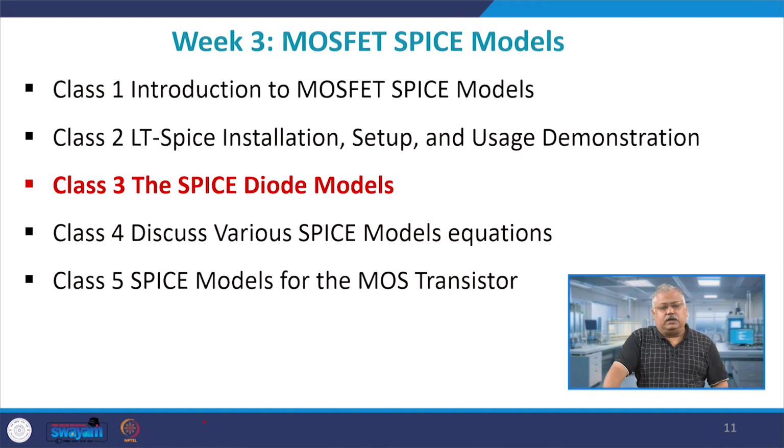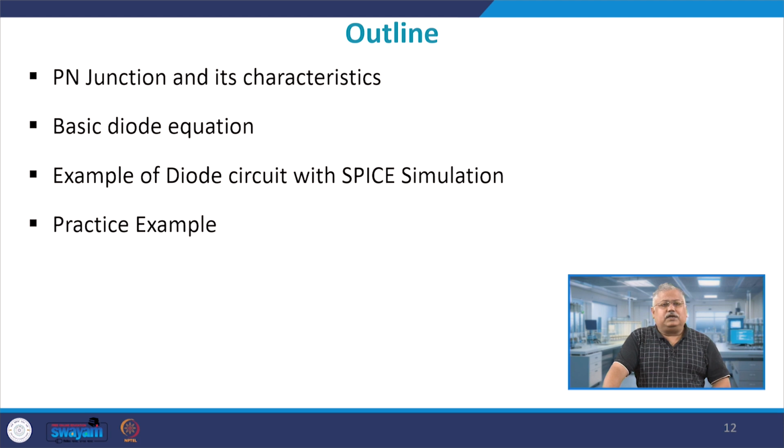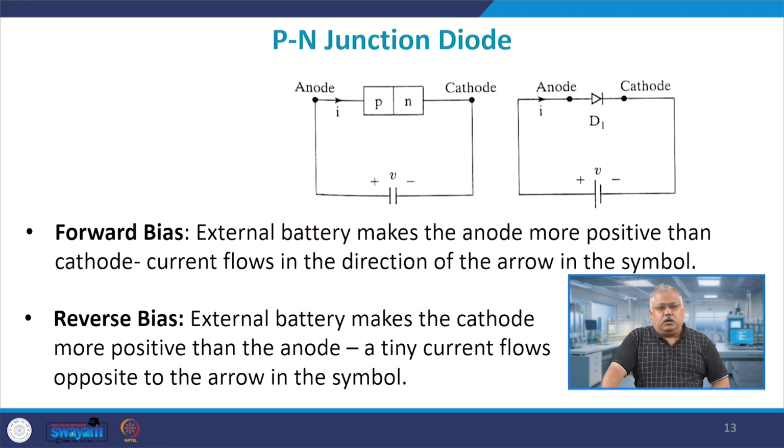Let me come to the diode models, because now we are entering a region where we should know, because you are circuit engineers and you are device engineers. So, when you plug and play these models from the EDA library onto the active schematic, you should know what the models mean and what their values are in order to manipulate them according to your own requirements. So, we will take up the basic PN junction and look into its characteristics. We will look into the basic diode equation, then an example of a diode circuit, and then maybe a practice example.